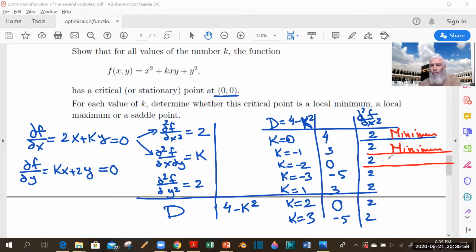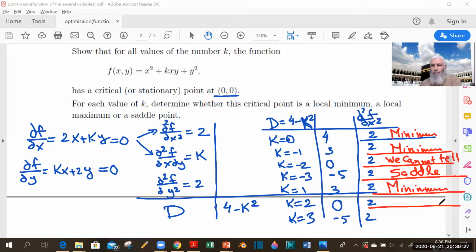This we cannot tell because D is 0. This is minimum, yes. But this one is saddle, because D is -5. This we cannot tell because D is 0. This is minimum, right? Yes. And this one we cannot tell. And the next one is saddle too. This point is saddle.